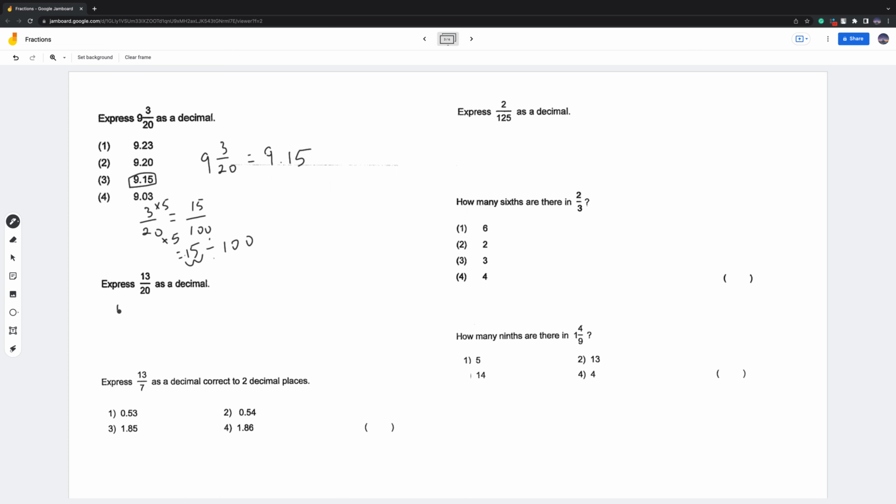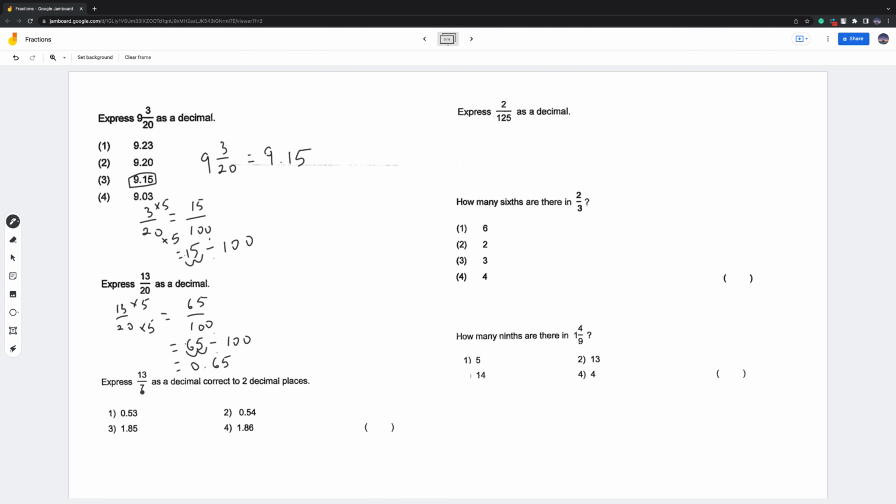Next, the same denominator, 20. So we know we can multiply by 5. Multiply by 5, we get 65 over 100. And we do our division. Divided by 100, we're going to shift twice. Once, twice. The decimal place goes there. We have 0.65.